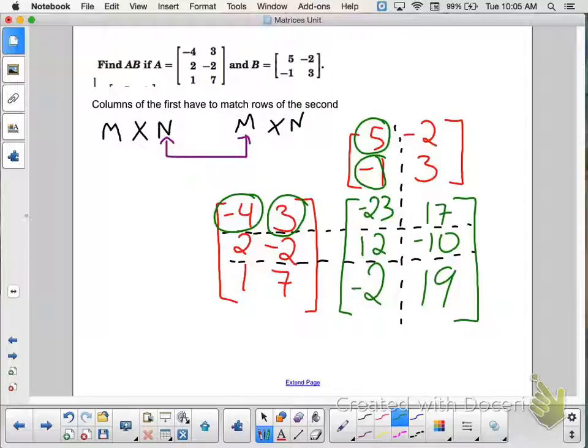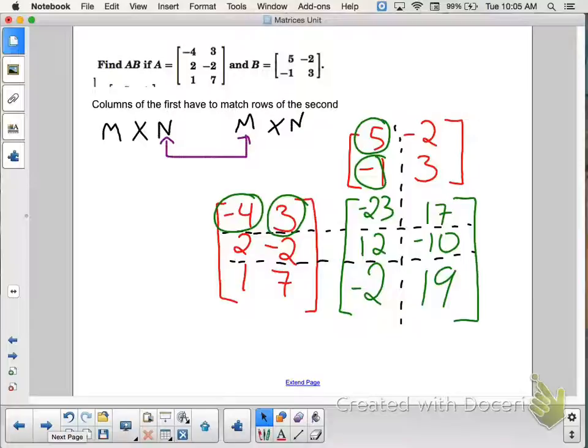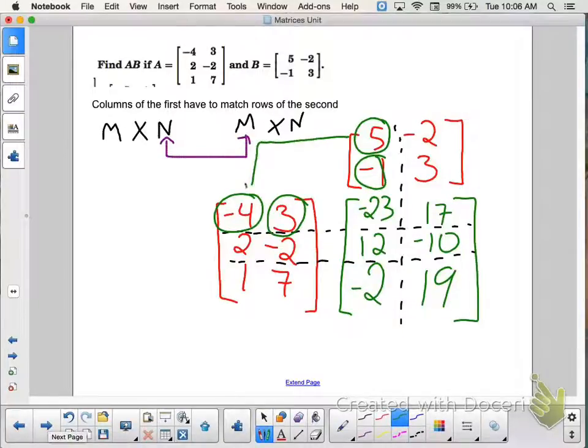So matrix multiplication is a little bit more complicated than adding and subtracting. You can't just go through and say, I'm going to do negative 4 times 5 and get a number, and 3 times negative 2 and get a number, and just keep doing it that way. We have to go piece by piece. So we're going to start here. We're going to multiply those together. Start here, multiply those together, and then add them.